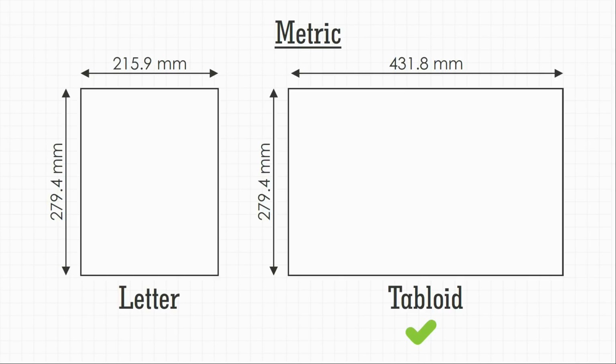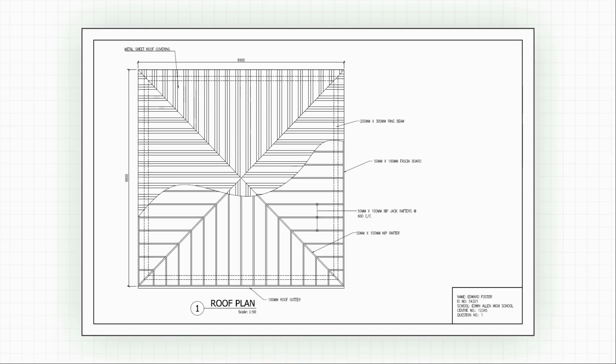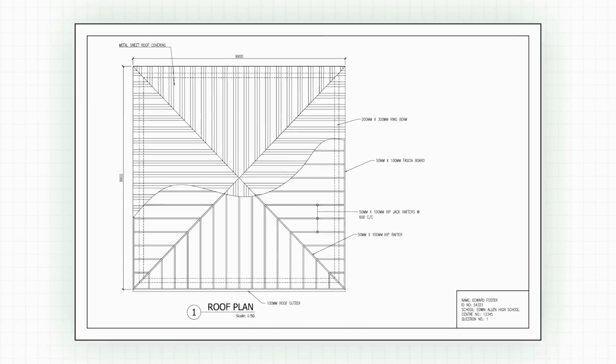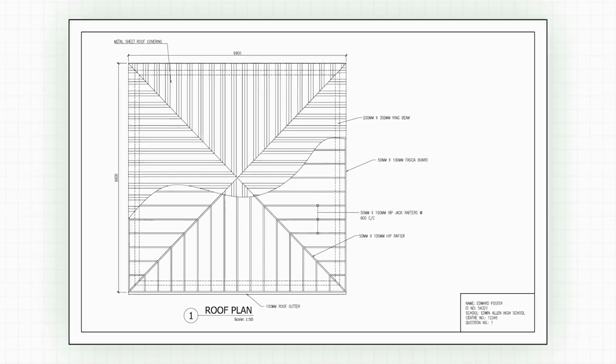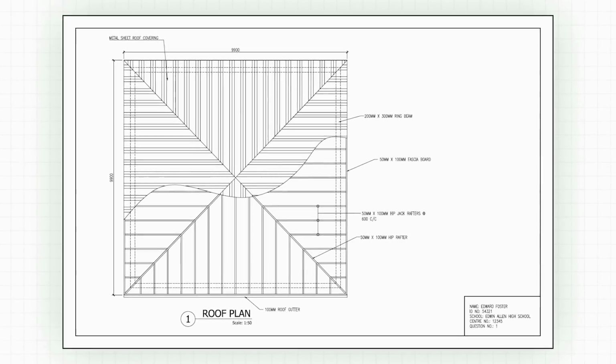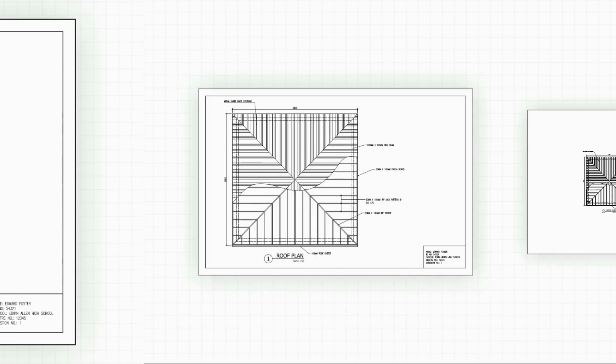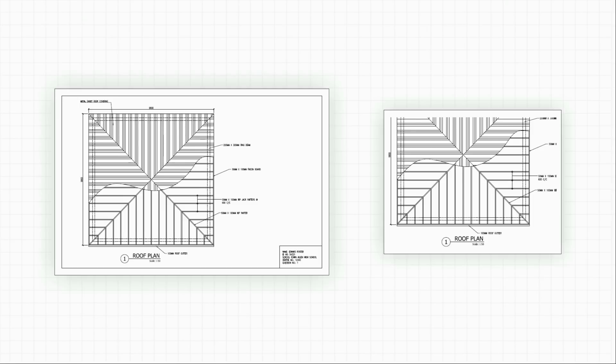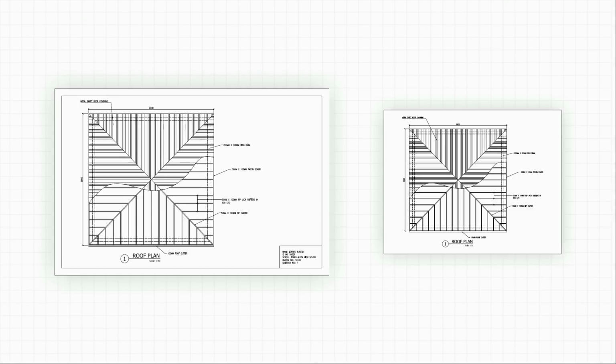Now, if you were to properly scale and print the very same drawing on a tabloid paper, this is what it would look like. Ta-da! Look at that. Now here's a side-by-side comparison with those of the letter size paper. So you can see the real blunder you have been making. But we're gonna fix that today.